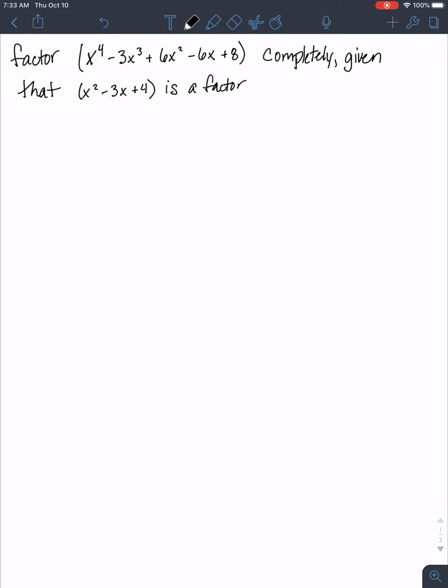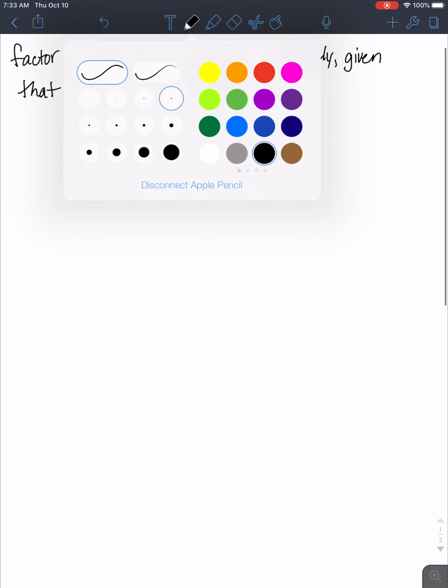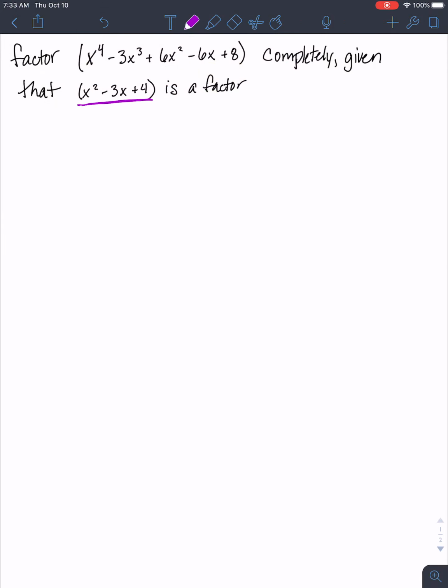Here's a little crash course video on polynomial factoring. So we have been given a few problems that look like this already. It says factor this giant x to the fourth polynomial completely, given that we know this quadratic term, this x squared minus 3x plus 4, is a factor. So what that means is that x squared minus 3x plus 4 times something else that we don't know is going to equal our gigantic polynomial. That is what we're trying to figure out.